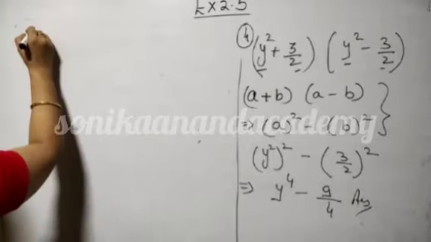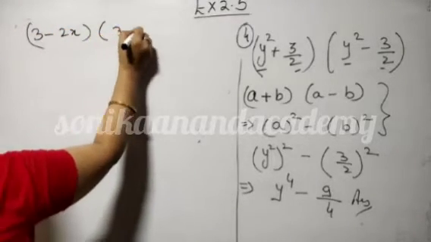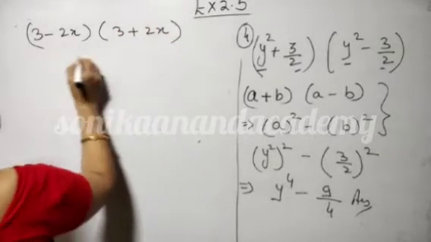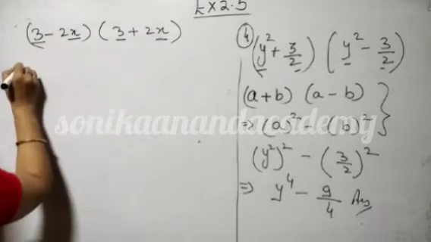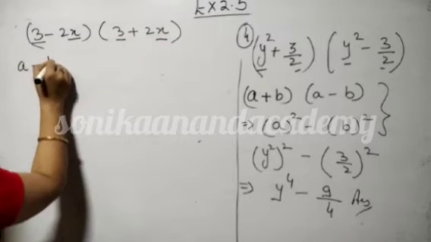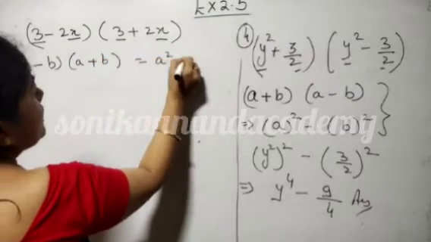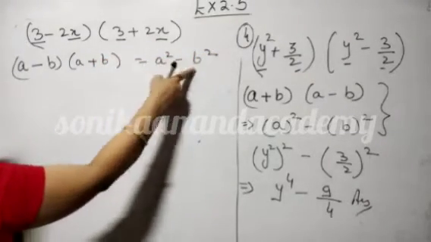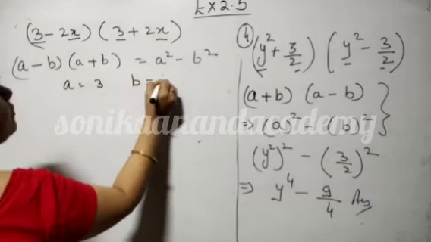Now we have the question in this way, 3 minus 2x. In the next bracket, I have 3 plus 2x. So now similarly, we can observe 3 and 3 are the same, 2x and 2x are the same. So we use the identity (a minus b)(a plus b), and its value is equal to a square minus b square. Now we compare a and b with the given equation, we get a is equal to 3 and b is equal to 2x.